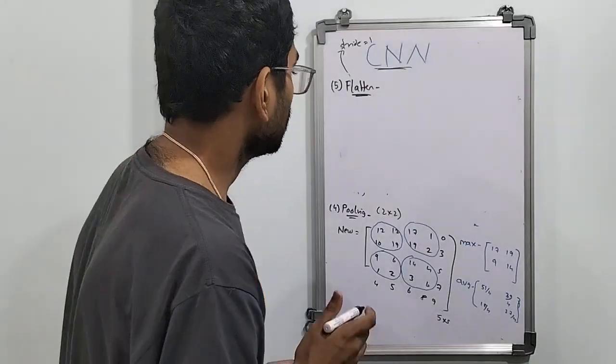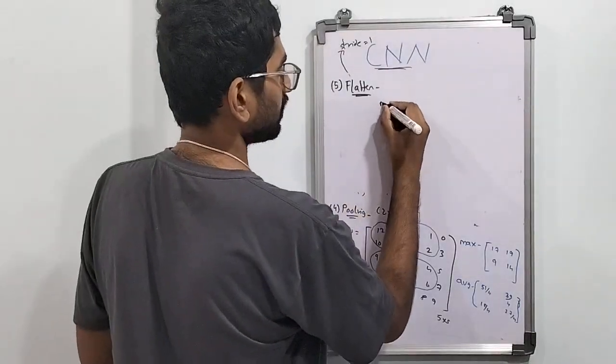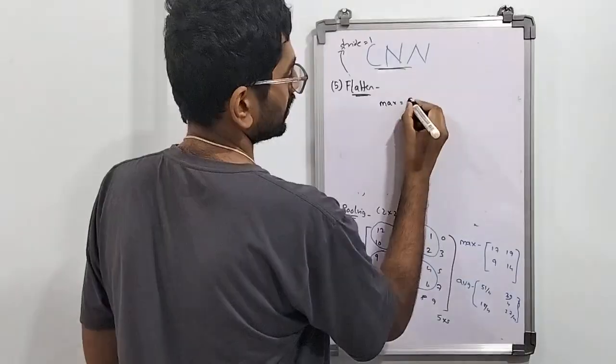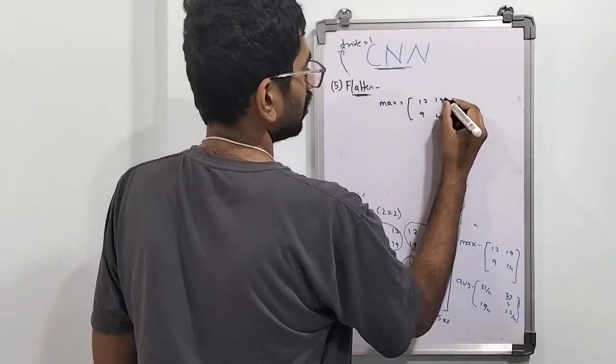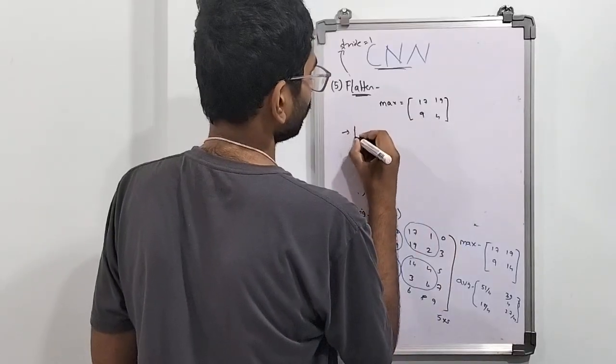So what does this mean? Let's say you got these maximum values as 17, 19, 9, 4. You convert it into an array. You flatten it into an array.